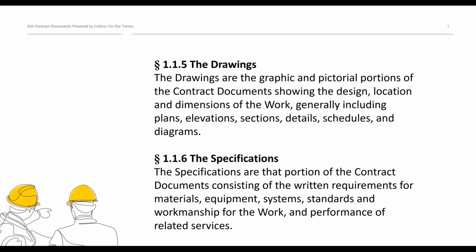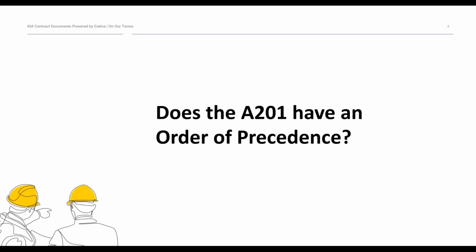One common question that comes up pretty often when discussing the difference between drawings and specifications is whether there is an order of precedence as to which one controls over the other in case of a conflict. More specifically, you'll hear people say that information found in specifications will take precedence over information found in drawings. And while it is true that specifications often contain more detailed information than drawings, it is important to note that the A201 does not actually have an order of precedence clause.